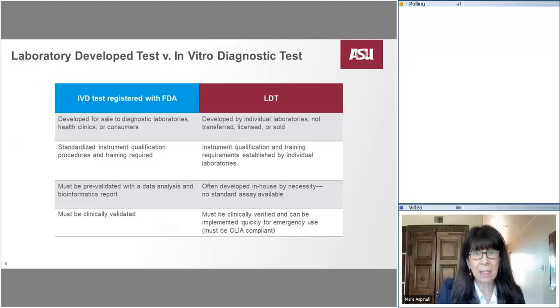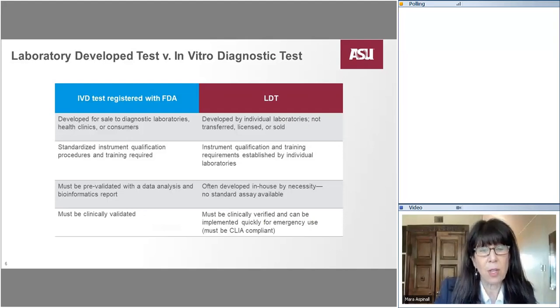And again, IVDs on the left in blue. So I'm sure you're familiar with IVDs, but let me clarify some of the nuances here. They are developed for sale to diagnostic labs, health clinics, or consumers. If you're from a lab, you could develop an IVD, but most of the time it's manufacturers who develop the IVD, and then they sell it to labs.